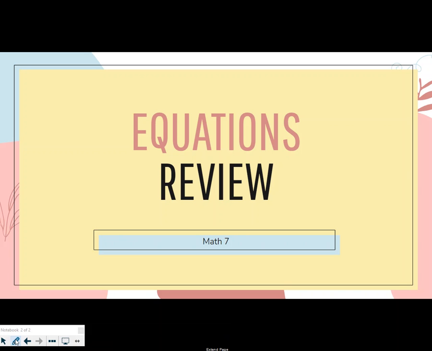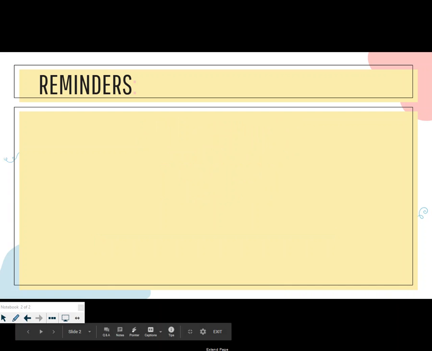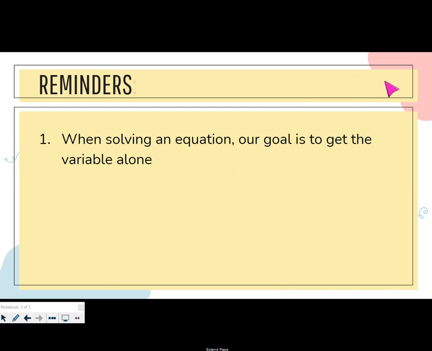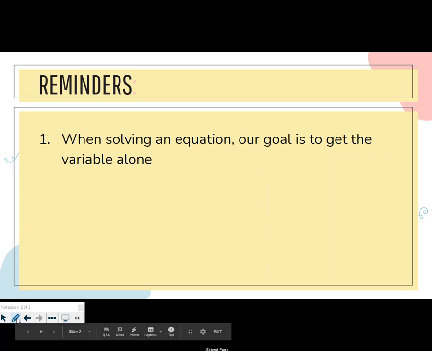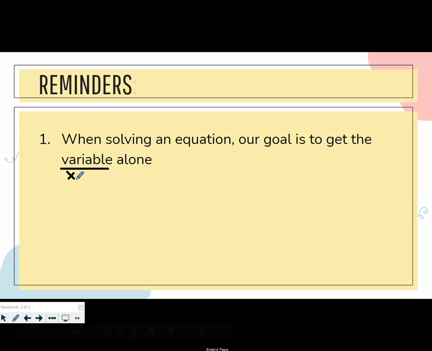Hello, Math 7 students. We're going to start reviewing some of our one- and two-step equations that we started in December. First, a few reminders. When solving an equation, our goal is to get the variable alone. And remember that the variable is the letter, whether it's X or Z, etc.